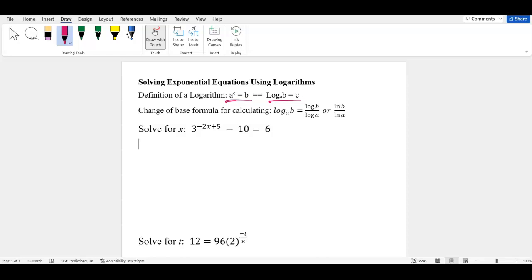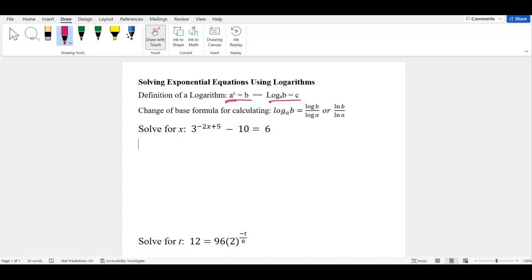Log with a base of a, the same base that's the base of the power, of b is equal to c, the exponent. And we'll also be applying that change of base formula for calculating if we want to estimate these logs. So if we take a look at this first problem, solve for x here with 3 to the negative 2x plus 5, all minus 10, is equal to 6.